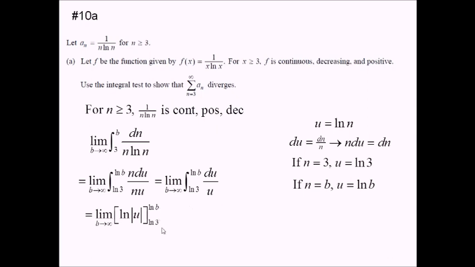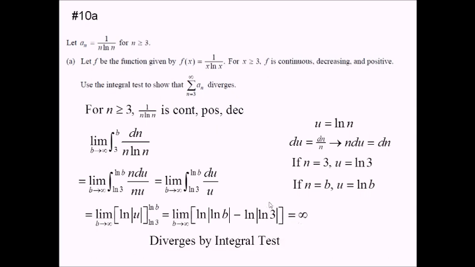Plugging in my limits now, I've got ln of b. Still going to leave that in absolute value, by the way. And then I have ln of the absolute value of ln of 3, which I don't really need absolute value on, but I'll leave it there anyway. And then as b approaches infinity, this first term is going to infinity, which makes this whole thing go to infinity. So that means we are diverging with this integral, which means that our original series is going to diverge by the integral test.